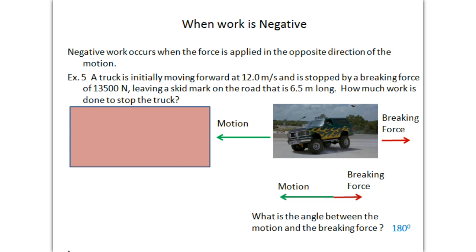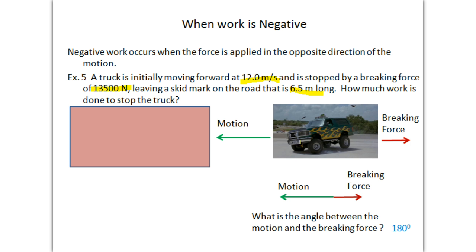Alright, not in all cases is work going to be positive. Negative work occurs when the force applied is in the opposite direction of the motion. A truck is initially moving forward at 12 meters per second and is stopped by a braking force of 13,500 newtons, leaving a skid mark on the road that is 6.5 meters long. How much work is done to stop the truck?